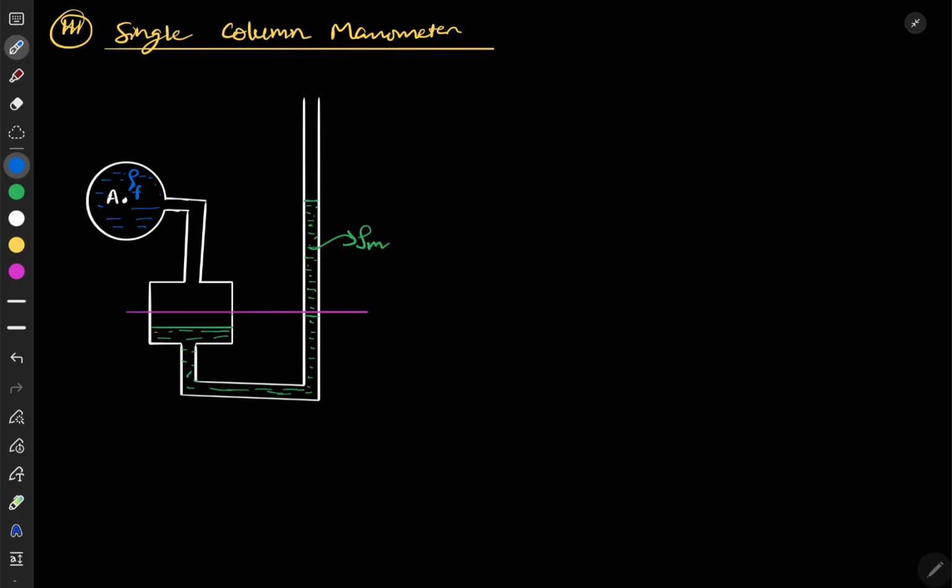One more thing, as I mentioned earlier, this is your reservoir. The cross-section area of this reservoir is capital A, and for the tube the cross-section area is small a. Due to this pressure, let's say H1 is the height from this point to your initial level, and this liquid level fall is delta H. The rise in liquid level on this side is H2.